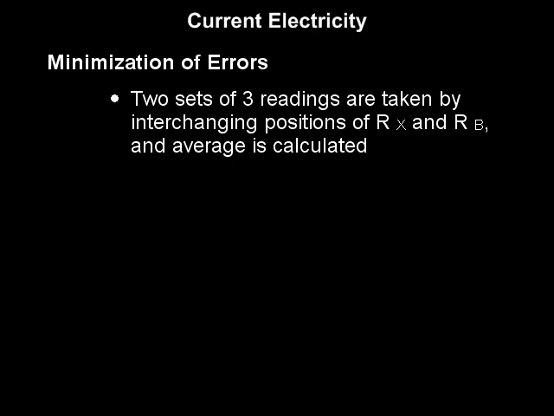To minimize the first error, two sets of 3 readings are taken with the positions of Rx and Rb interchanged. That is, for first 3 readings, Rx is in the left gap and Rb is in the right gap. For next 3 readings, Rb is connected in the left gap and Rx is connected in the right gap. Thus, 6 readings are taken and average is calculated.